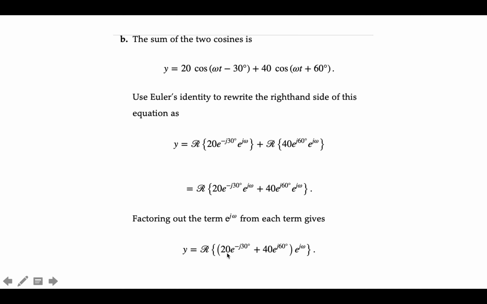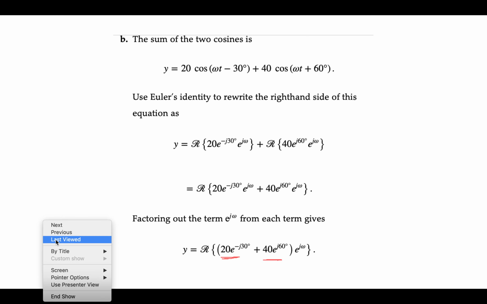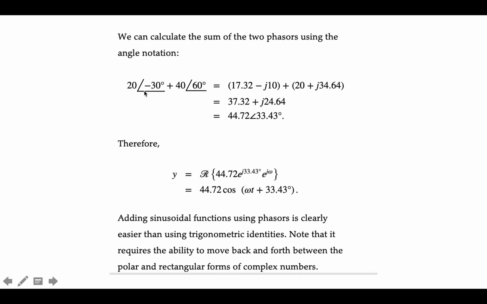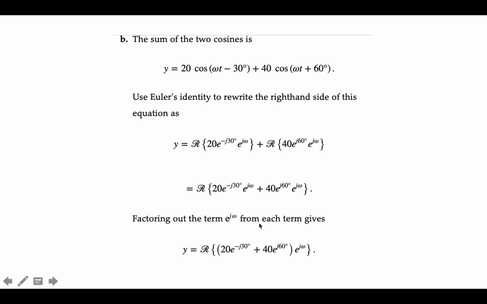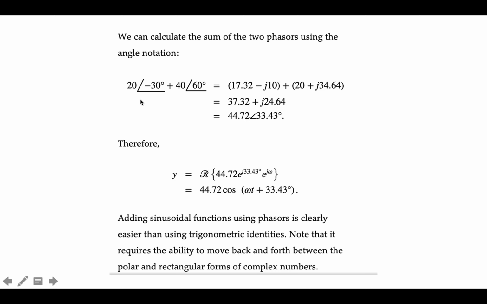And now what you need to do is take each one of these terms in polar form and convert it to rectangular form. So hopefully they do that in this example. Yeah, so here's our 20 angle minus 30 and our 40 angle 60. So once again, let me just go over, okay? This stuff is not necessary because we've already defined for you how to do the phasor transformation. So you can go straight from this expression for y to this expression for y1 plus y2, the phasor.